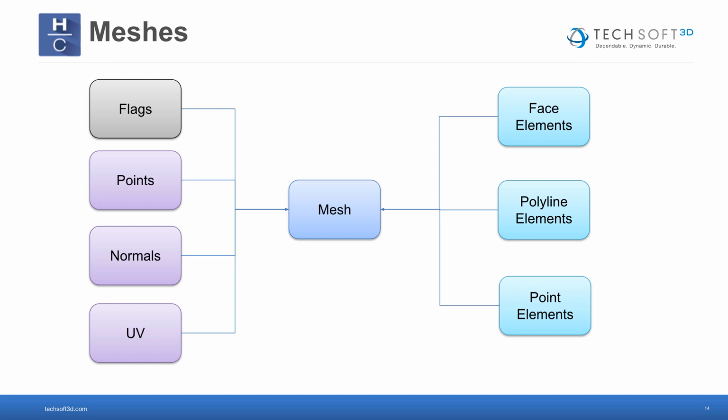Now, one other thing that we have the ability to do in a mesh is define these face elements, the polyline elements, and the point elements. So what is the difference between these? These are a logical grouping of the points, normals, and UVs, which create this idea of a face. A face is different than a triangle. A triangle is what we use for drawing, but a face we can specify a number of these points that create the CAD face.